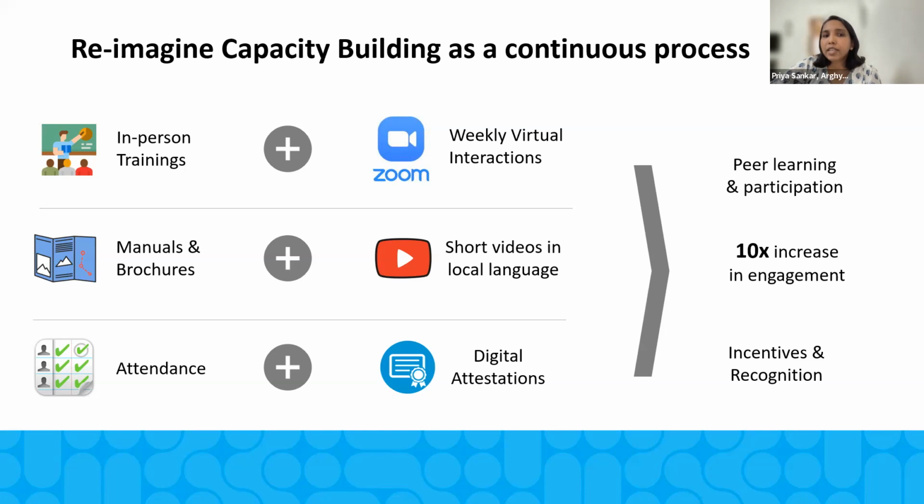Three, they need data as proof and recognition of their training. Creating a digital trail in the form of attestations allows CRPs to claim incentives within the program and look for opportunities outside the programs. Next slide, please.